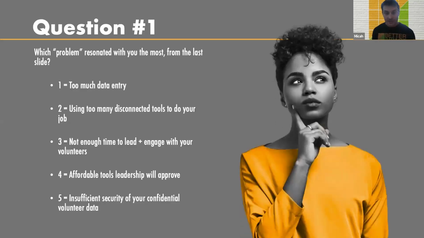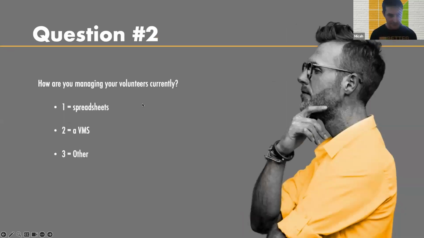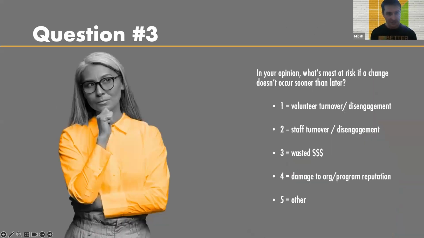And now we're going to do a quick program assessment here. We'll do a little Zoom poll on 3 questions to see how everyone's program is doing, based on the last slides. The first question will be, which problem resonated with you the most? Too much data entry, too many tools, or getting approval from leadership. You'll get all these questions shortly. I'm just going through the slides here. The next question will be how you're currently managing your volunteers: spreadsheets, VMS, or something else that's mysterious, other. And then in your opinion, what's most at risk if a change doesn't occur sooner rather than later?